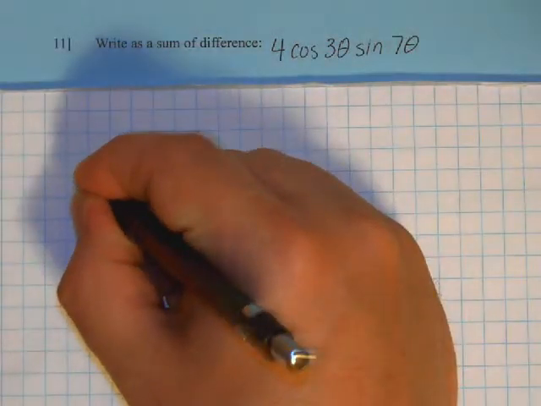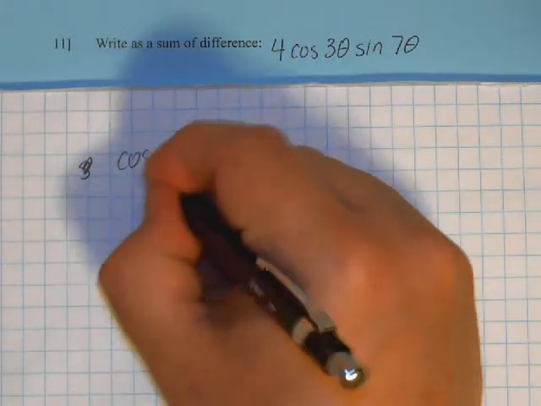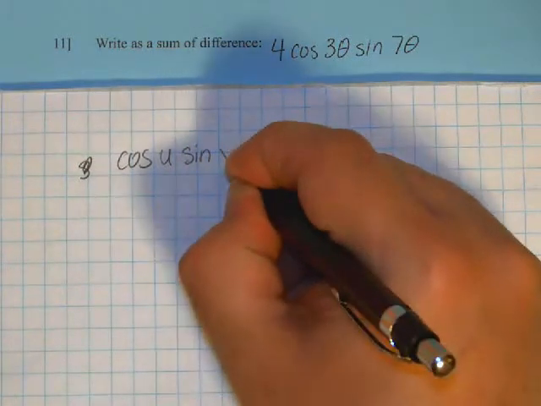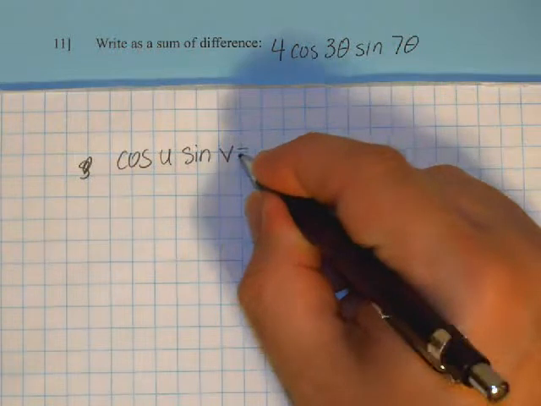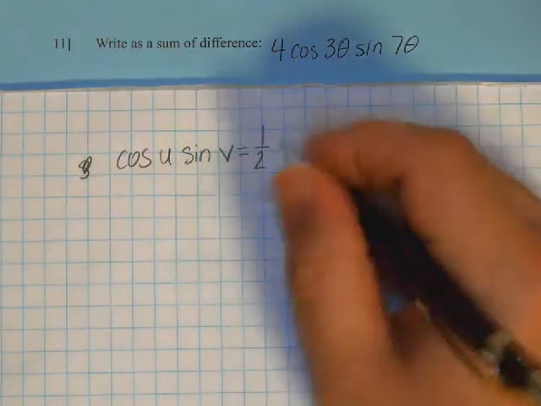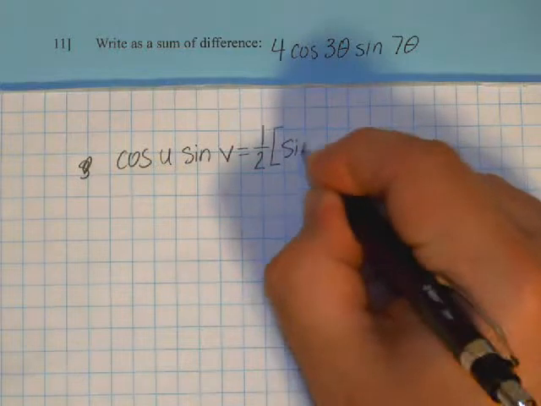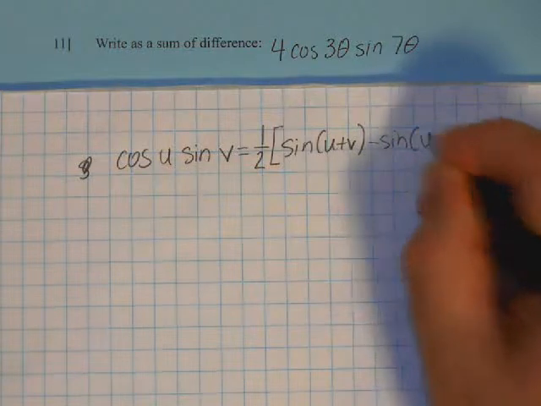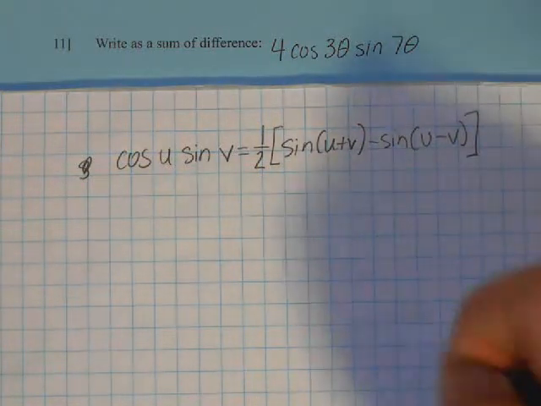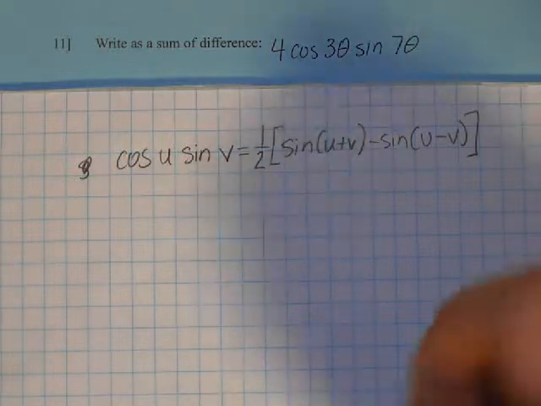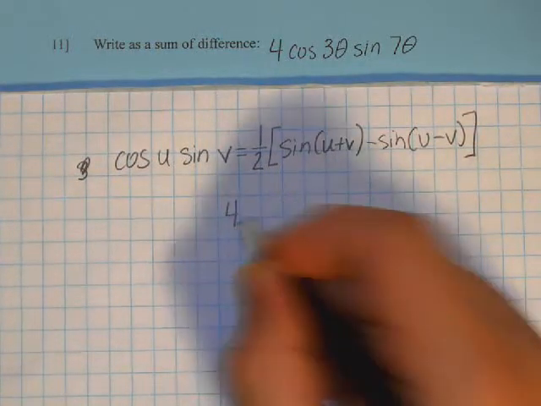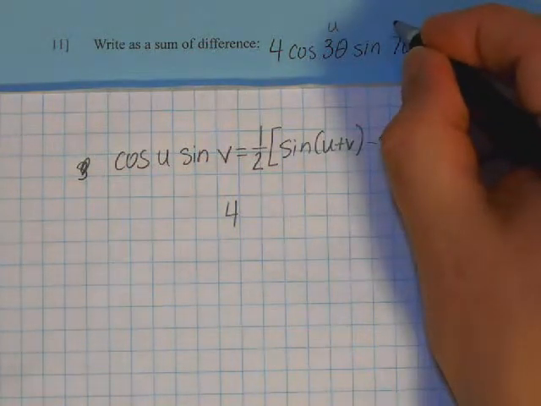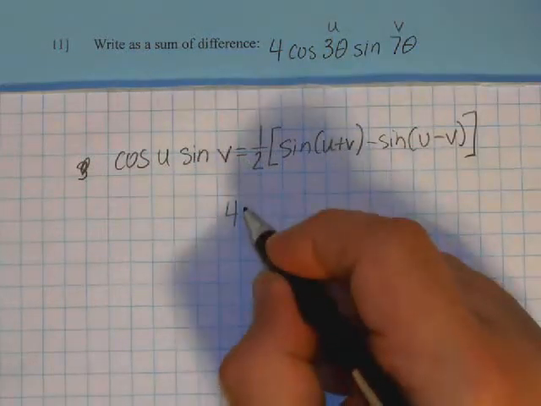The formula we need to use is that the cosine of u times the sine of v is equal to 1/2, this part was right, the sine of u plus v minus the sine of u minus v. That's what it should be. So for this problem, my u would be 3 theta, and my v would be 7 theta.